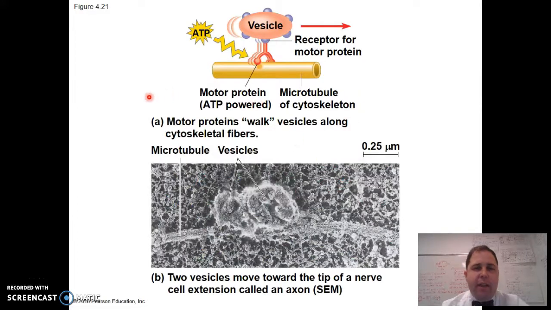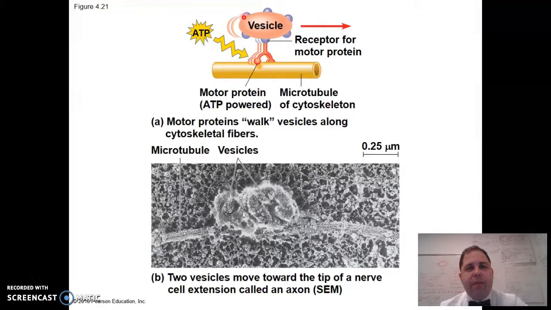So one of the things these fibers can do is they can allow things to move along them. So they can take something from one side of the cell to the other side of the cell, basically by using another protein that's able to walk along an element of the cytoskeleton, like a rope or a highway.